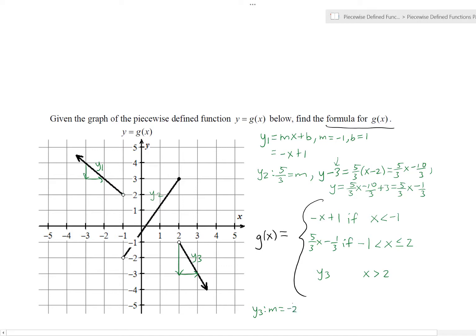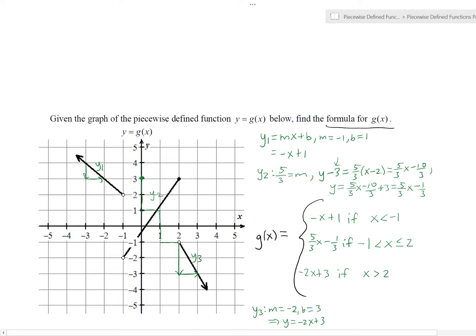That's -2. If I kept going with this line, to the left 1, upwards 2, to the left 1, upwards 2, we would be at the location 0, 3. So hence b would be 3 there, and it tells us that the equation for this line y3 is y is -2x plus 3. So g of x, its third and final rule, -2x plus 3. That's true for values of x larger than 2.